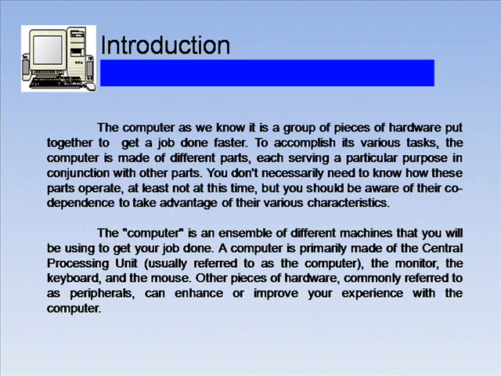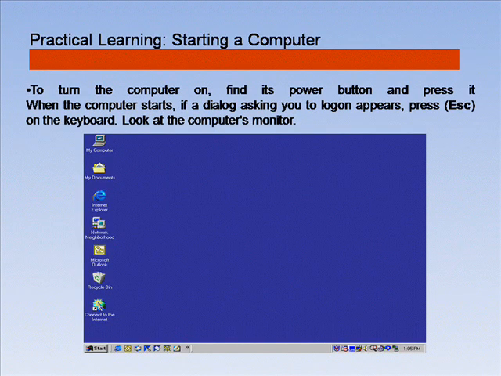A computer is primarily made of the central processing unit, usually referred to as the computer, the monitor, the keyboard, and so on and so forth. Practical learning: starting a computer. To turn the computer on, find its power button and press it. When the computer starts, if a dialog asking you to log on appears, press Escape on the keyboard. Look at all the computers.